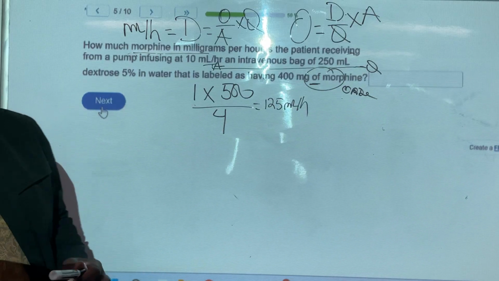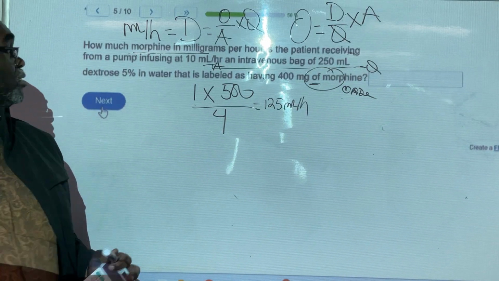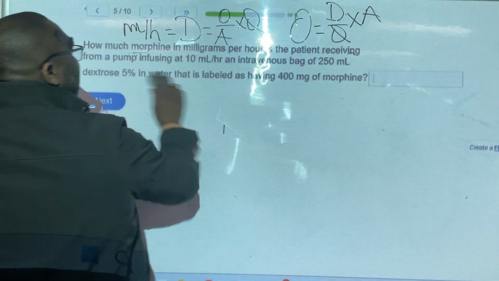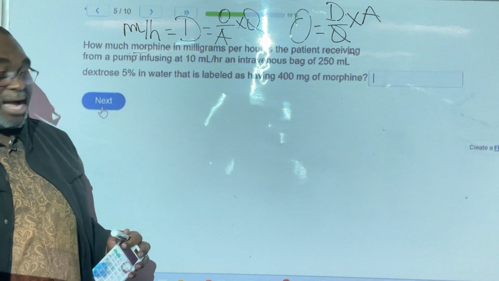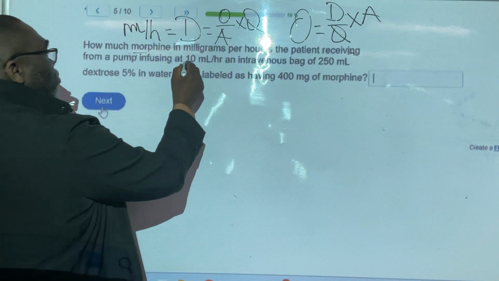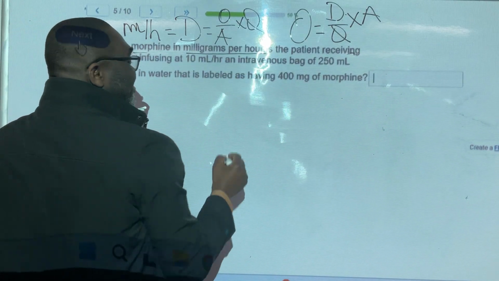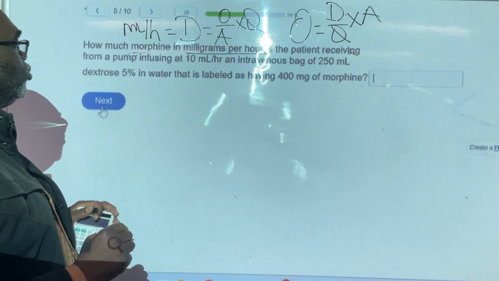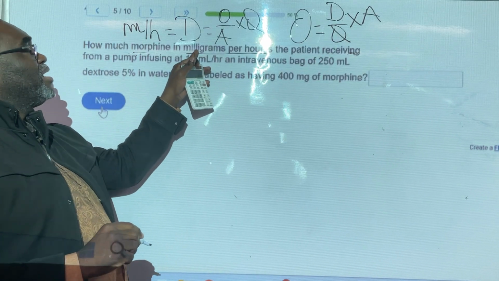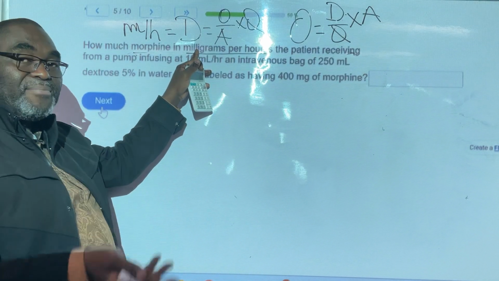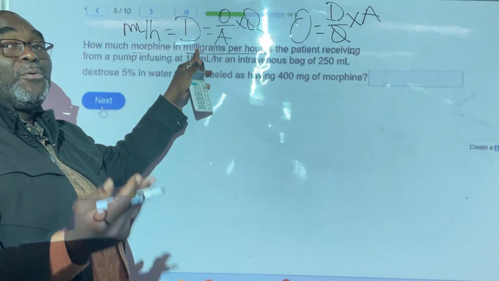So let's move on. Next one, let's read again. You need to identify what you are looking for. In this question here, I am looking for milligram per hour. You see? So milligram per hour, it's not the dosage that you are looking for. You're just looking for your order. But remember, that milligram can be gram per hour. It can be microgram per hour. It can be unit per hour. It can be MEQ per hour.